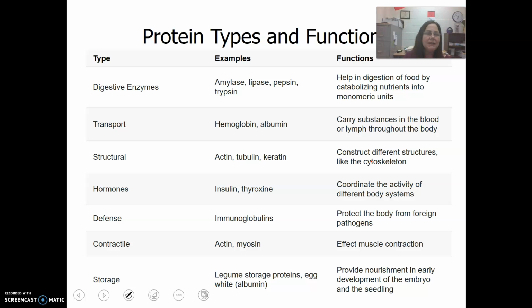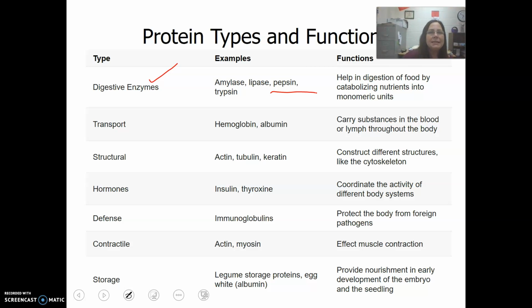And this chart gives you a list of many different protein types and their functions, examples. So all enzymes are proteins that speed up chemical reactions. Some examples here are amylase, lipase, pepsin, trypsin. Pepsin and trypsin help to digest proteins. Pepsin is particularly found in the stomach. Trypsin is found in the small intestine. Amylase and lipase help to digest starch and fat. So these are enzymes that help digest, but there are enzymes that catalyze many, many chemical reactions. Every chemical reaction in the body has an enzyme that helps to catalyze it.